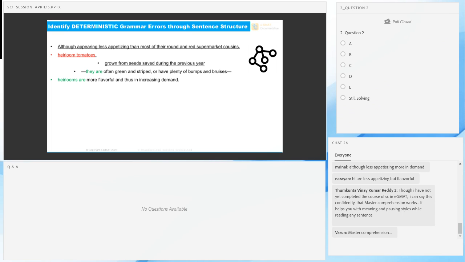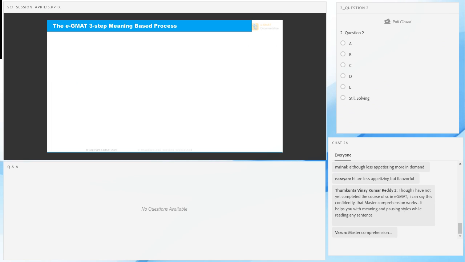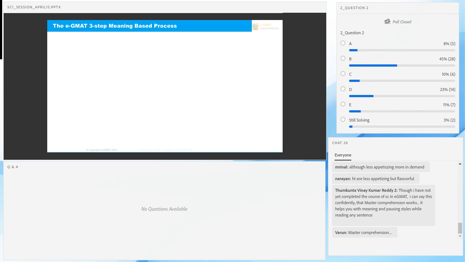Okay, grammar is important because grammar is the way in which you express meaning, right? Because grammar gives you the constructs, the tools, to basically express what it is that you want to express, right? So deterministic errors can be very easily spotted if you create the sentence structure. For example, over here, it's very clear that for heirloom tomatoes, there is no verb. Okay, that's the reason why choice A is wrong.